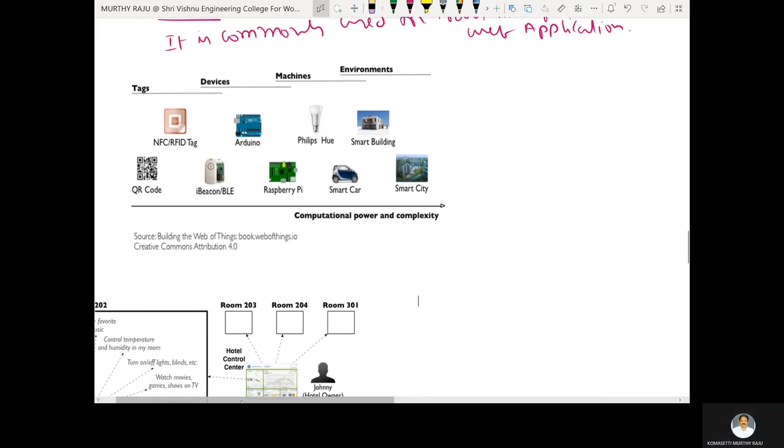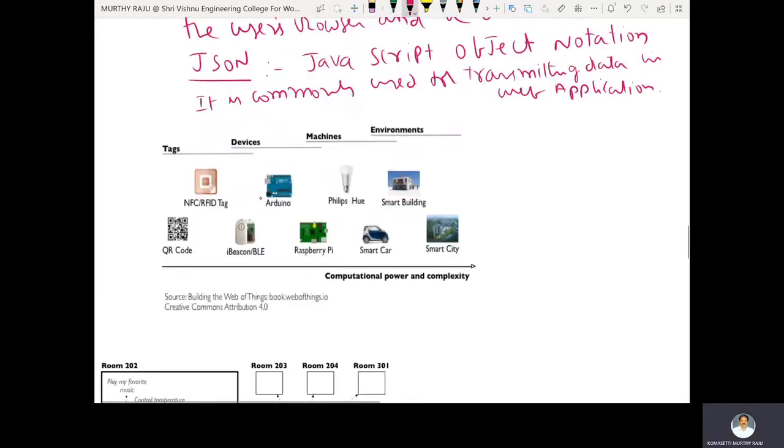These are the IoT device area: QR code, NFC (near field communication), RFID tags. QR code means nothing but barcodes. These are the tags which are used to attach to objects, and with the help of these tags we identify the object's location.